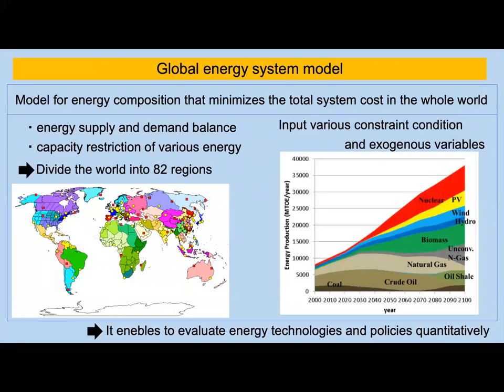I will introduce an example that is a mathematical model for energy composition that minimizes the total system cost in the whole world. The model divides the world into 82 regions, taking into account regional differences of energy supply and demand balance, and capacity restriction. Then, by inputting various constraint conditions and exogenous variables, we can get this figure that shows optimal power supply configuration in the future. We can evaluate energy technologies and policies quantitatively by changing model structure and constraint conditions.